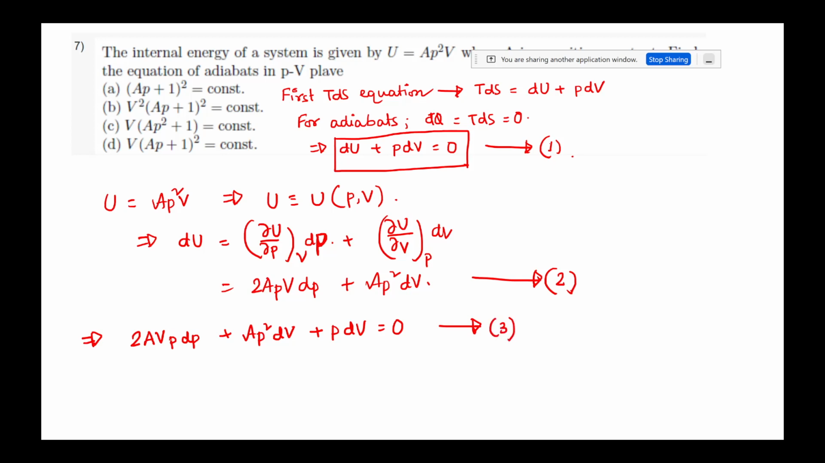If we divide equation number 3 by P, it becomes 2A V dP plus (A P plus 1) dV equals 0. This is equation number 4. Now I will take V here and this here. So we'll get 2A by (A P plus 1) dP plus dV by V is equal to 0.